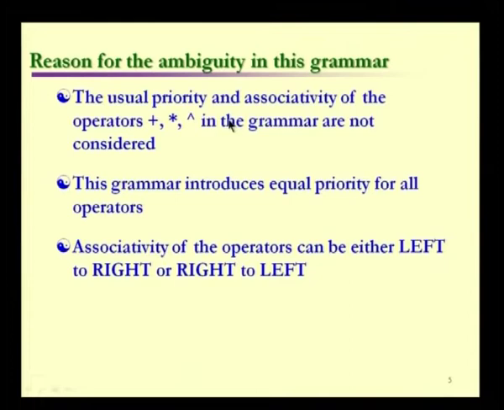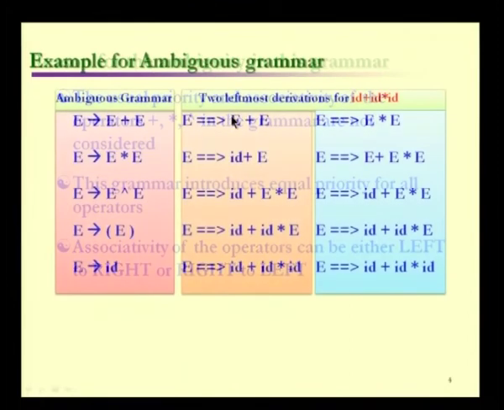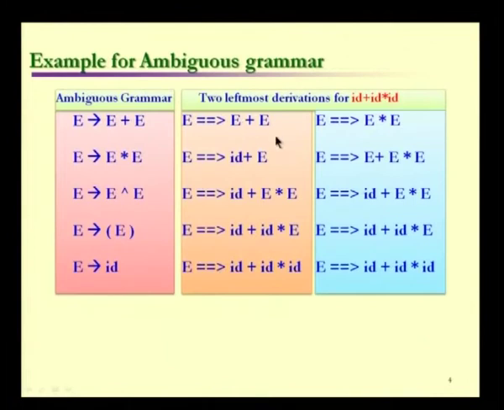So here the reason for the ambiguity is, you can think about the derivation that was shown earlier. Here we have the expansion with the plus, and here we have the expansion with the multiplication. It means we do not have any rule about the priority and the associativity for the various operators available in the grammar.